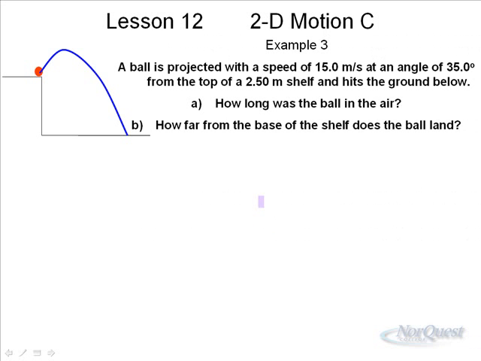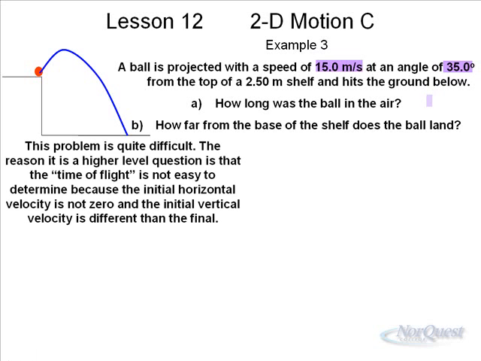In this example, which is a difficult one, a ball is projected with a speed of 15 meters per second at an angle of 35 degrees. That means that it's not moving horizontally only, but also moving vertically. So we need to, of course, break that down into its two components. From the top of a 2.5 meter shelf it hits the ground below. How long is it in the air, and how far from the base of the shelf does the ball land?